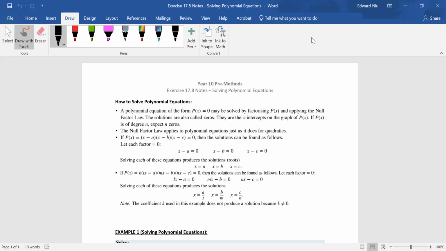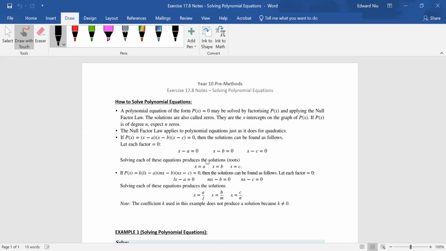So this is our last exercise for the semester, and I hope you've had a great time. Now, this basically summarizes everything we've done throughout linear equations, quadratic equations, and polynomials into one. So using everything we've learnt, in 17.8, we learn how to solve polynomial equations, which means finding the x value or the x-intercepts. So there's a fair bit of factorizing.